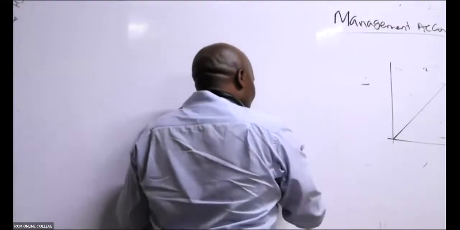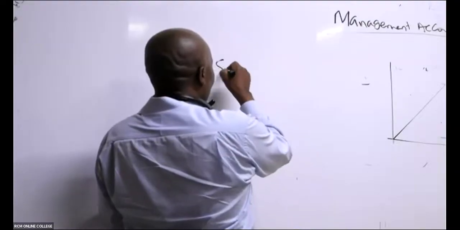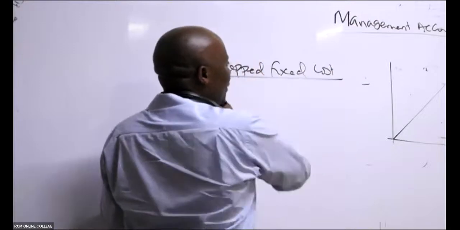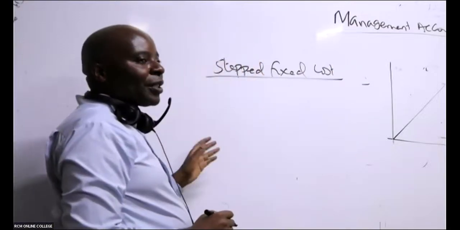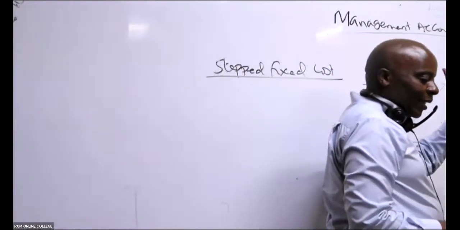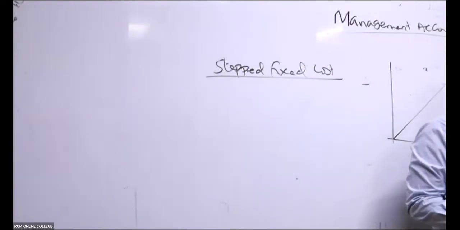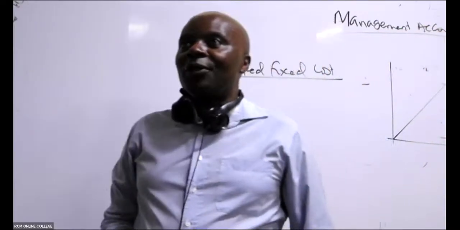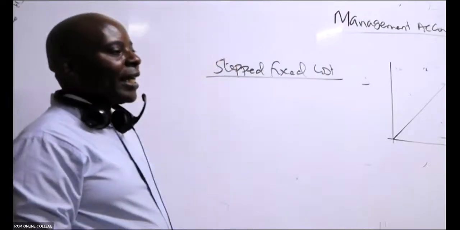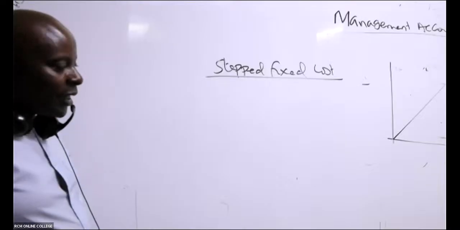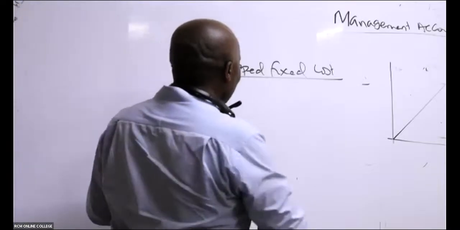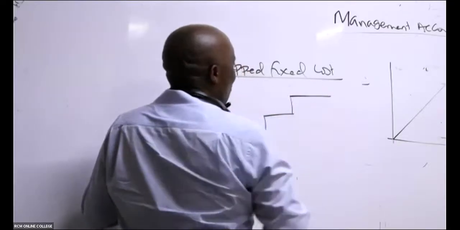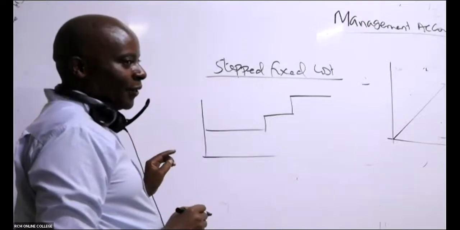And then, ladies and gentlemen, lastly, which wasn't captured here, you have to write it somewhere. The stepped fixed cost. It is like a staircase. On a staircase we have steps. You come and step like this, you step like that. So it is a stepped fixed cost.